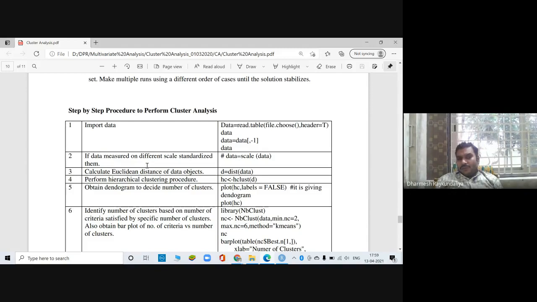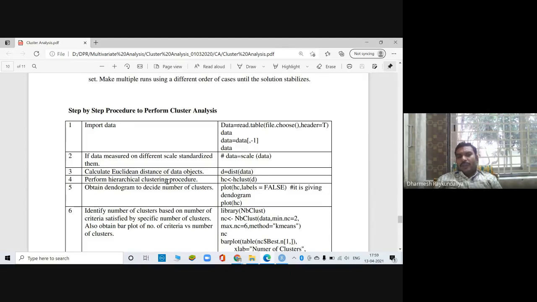If data are measured on different scales, as I said, the Euclidean distance is affected by the measurement scale. If I wish to use the Euclidean distance, I first have to standardize the data if they are measured on different scales. If they are on the same scale, there is no need. To standardize, you can use the scale command. Then you can calculate the distance matrix. Euclidean distance is the default of the dist command. This calculates the distance, and I will store it into this.